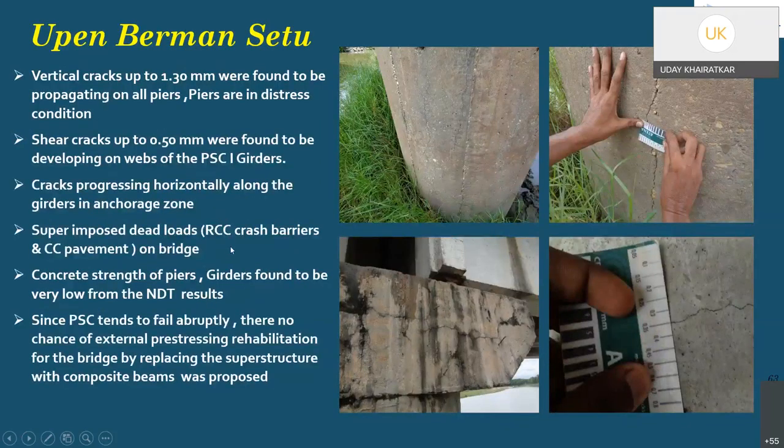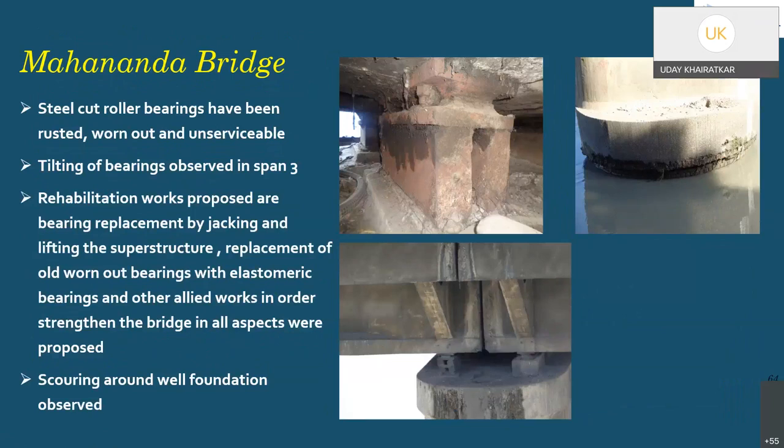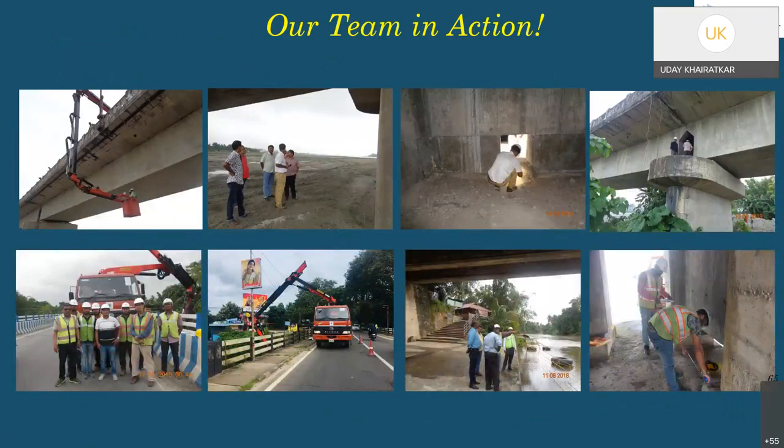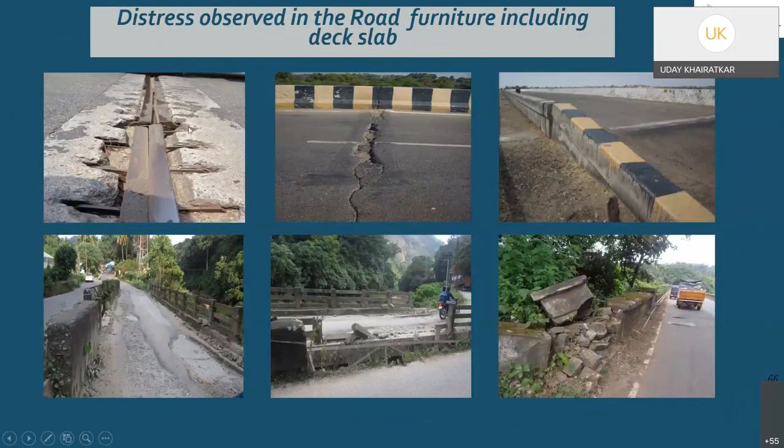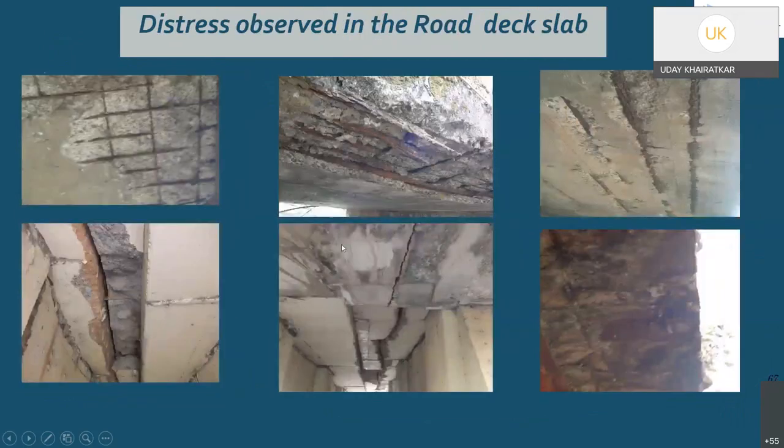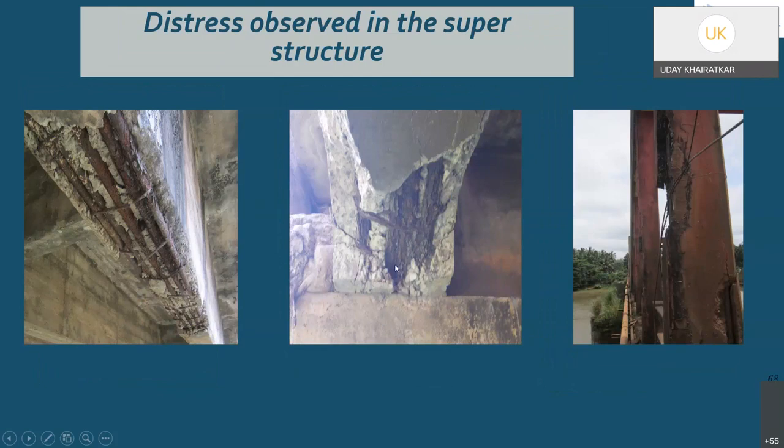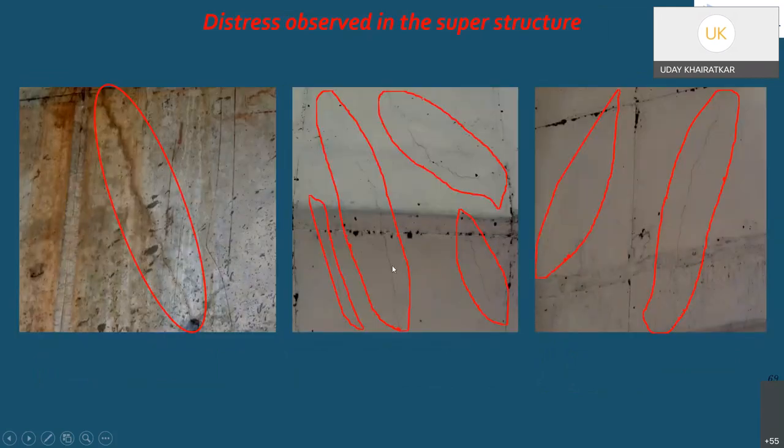Upin Barman Setu bridge also was another bridge where a lot of distresses were observed. Another bridge. And this is the team in action in Bengal. Even expansion joints had a lot of cracks. These are some of the close photographs of the distresses that we observed in the bridges, like exposed reinforcement, cracks. You can see the photo on the extreme right in terrible condition. Minor cracks also have been observed and highlighted by us.